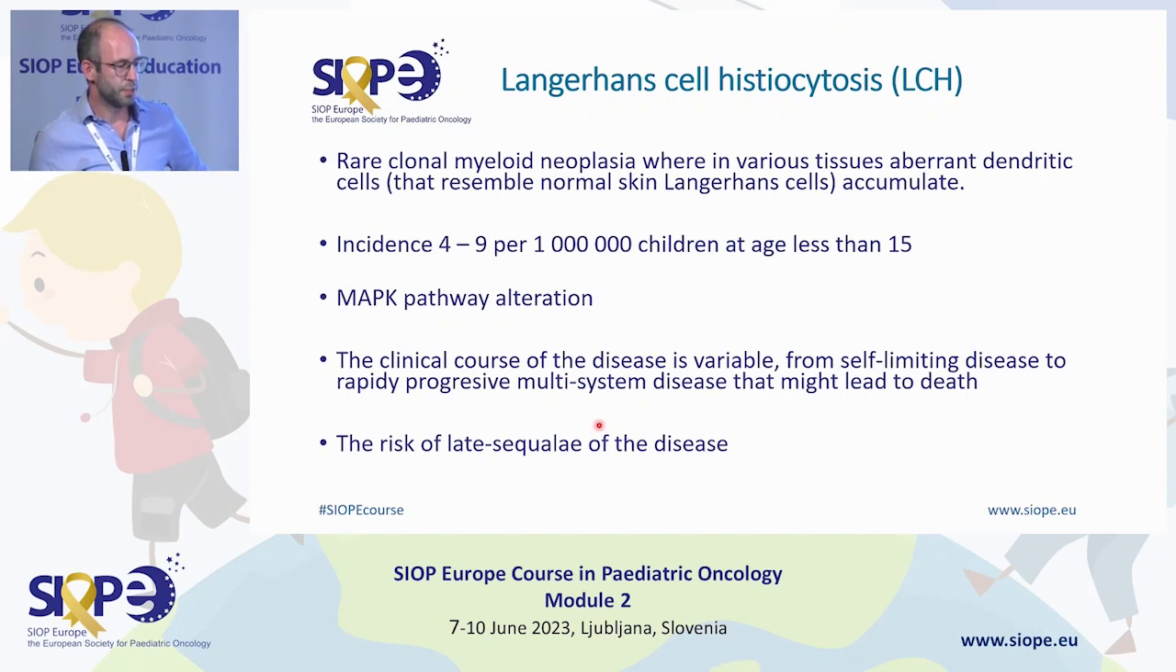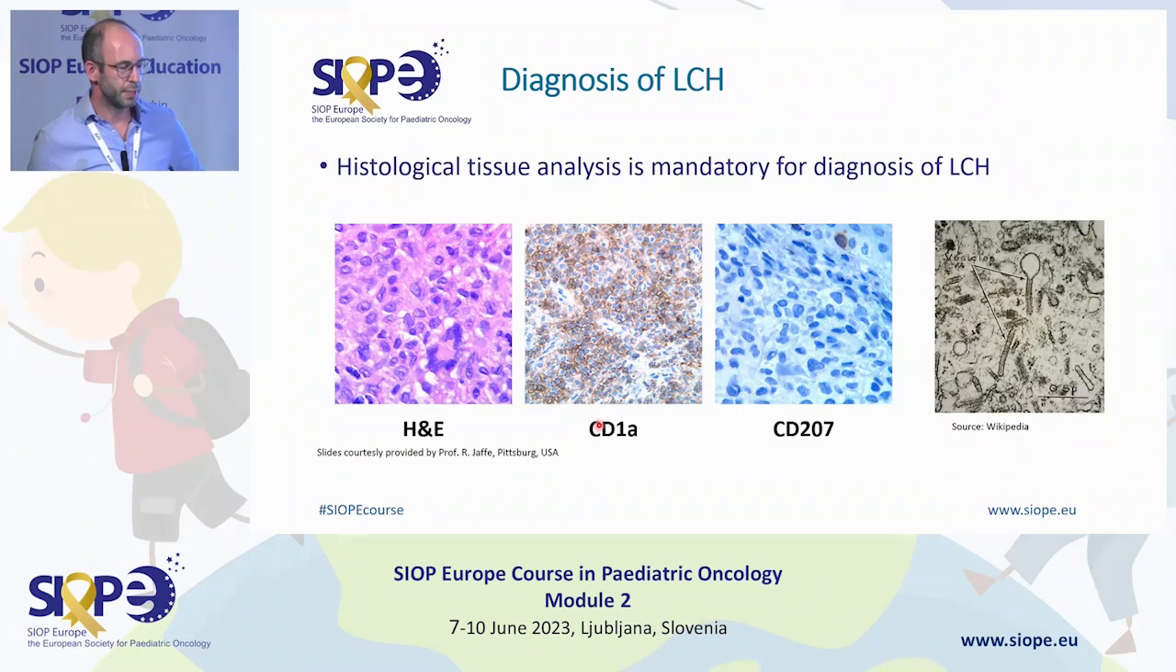So, what is LCH? It's a rare clonal myeloid neoplasia, in which aberrant dendritic cells that resemble normal skin Langerhans cells accumulate in various tissues. The incidence is 4 to 9 cases per 1 million children. It means that in the Czech Republic, with a population of 10 million, we have about 8, maybe 10 new kids with LCH a year. There is a MAP kinase pathway alteration, and the clinical course is very variable, from self-limiting disease to rapidly progressive multisystem disease that might even lead to death. And there is always the risk of late sequelae.